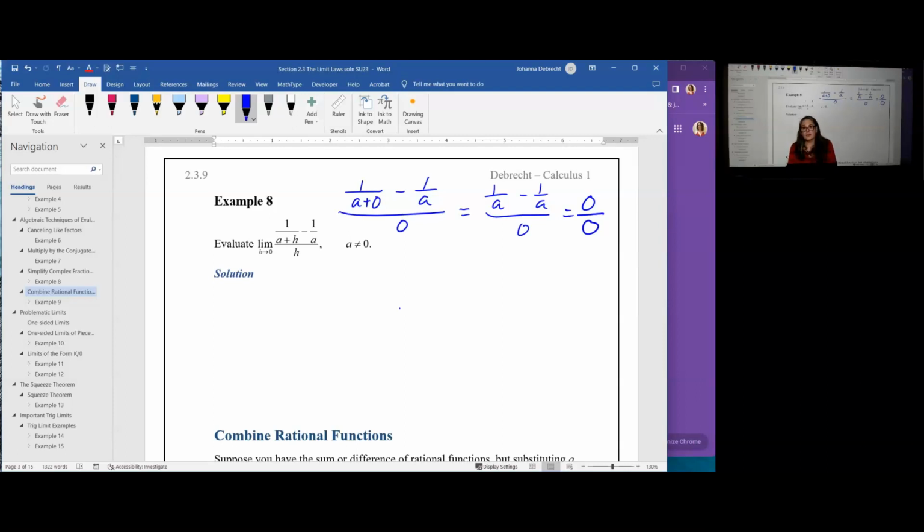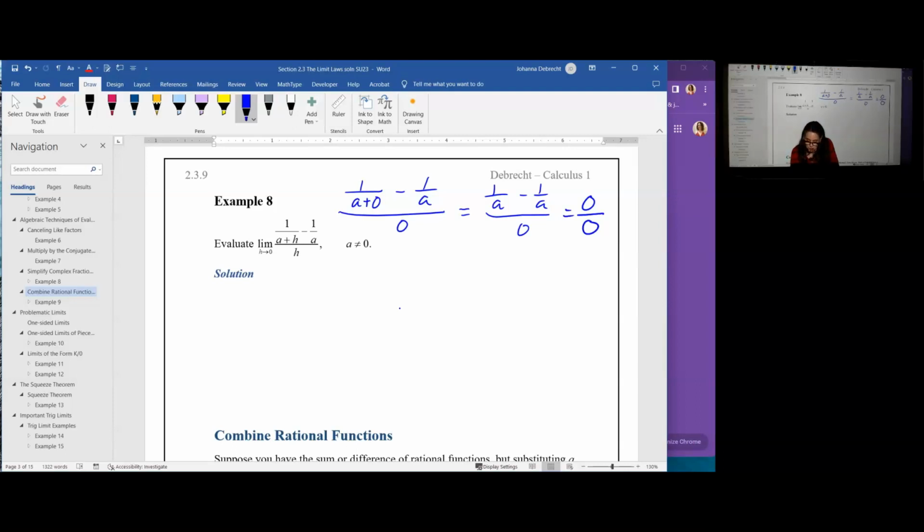I got 0 over 0. Now, factoring is not really an option here, and there's no radical, so conjugate doesn't really make sense here either. So what could I try? Well, when in doubt, get a common denominator.